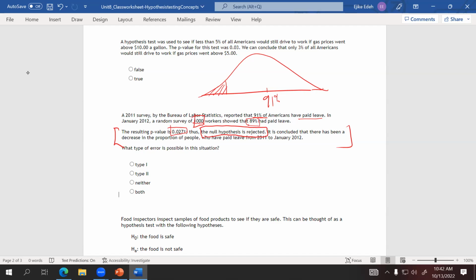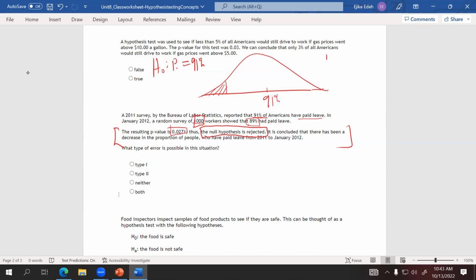That's what we know, right? So the null was rejected. I remember what the null is. The null will always support the claim. So the null here is that the proportion of people that have paid leave is equal to 91%. That is enough. Okay.